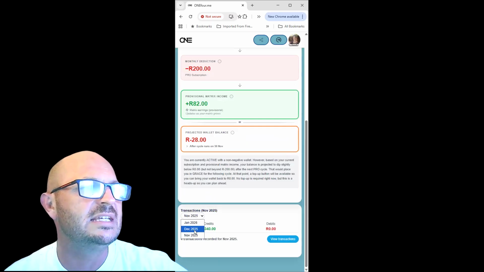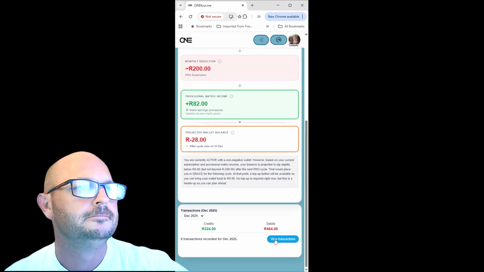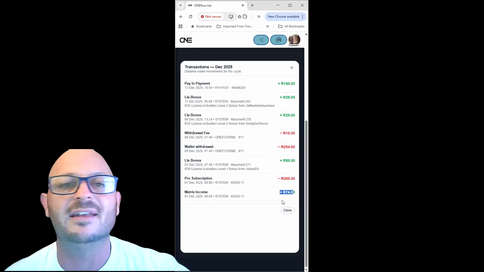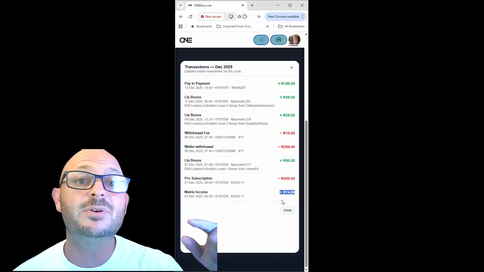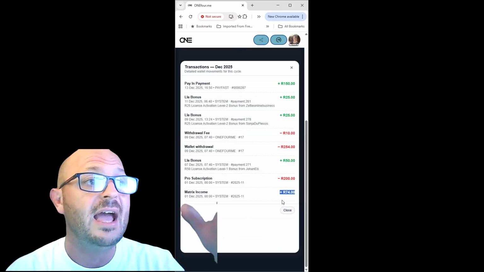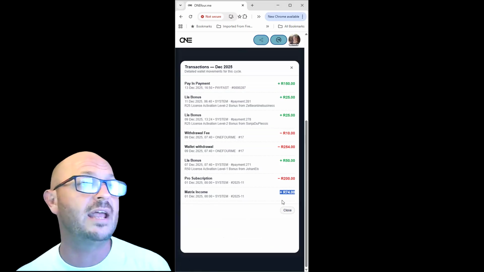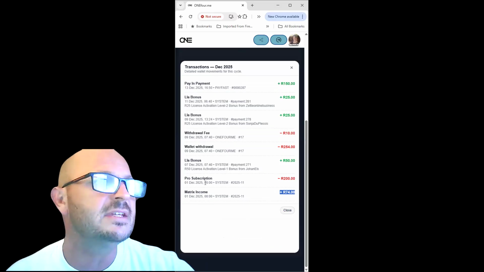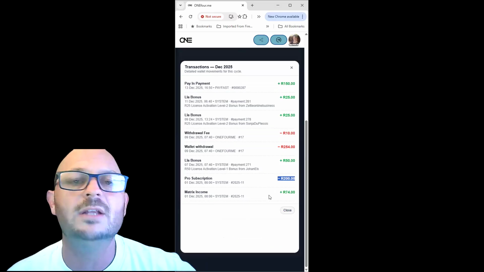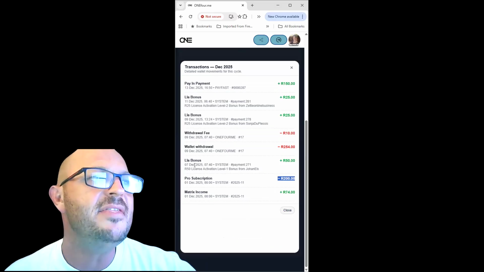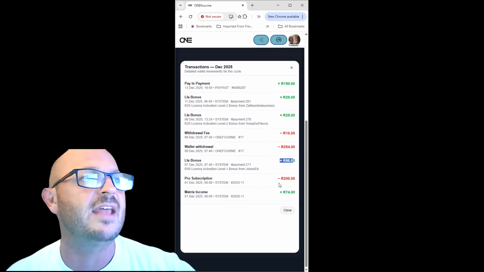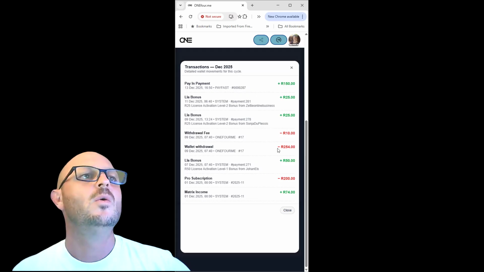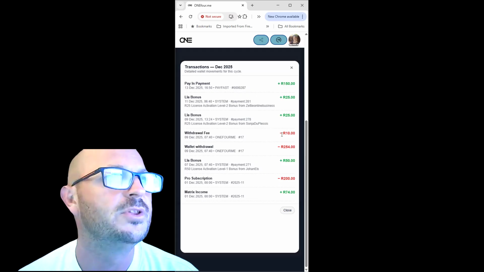Let's look at the transactions for December. So it started off with matrix income of 74 Rand. Do you notice something here? This person's matrix is growing slowly but surely. I think the matrix value is now standing on 84 Rand or something like that. Then on the 1st of December, at the beginning of the cycle, the pro subscription went off with 200 Rand. Then another LLA bonus came in of 50 Rand. Then this person did a withdrawal of 250 Rand with a 10 Rand withdrawal fee.